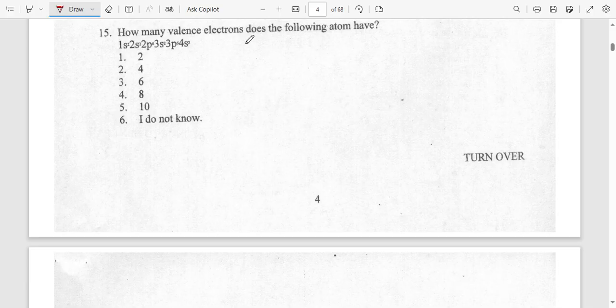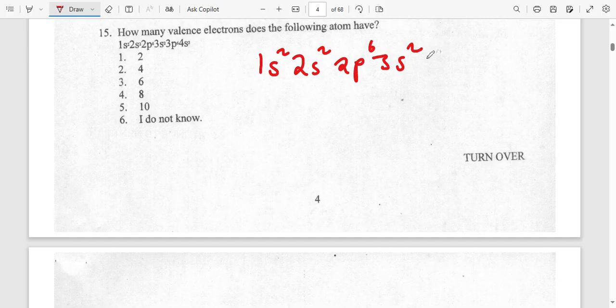How many valence electrons does the following atom have? So the configuration is 1s2, 2s2, 2p6, 3s2, 3p6, 4s2. And the question is how many valence electrons?